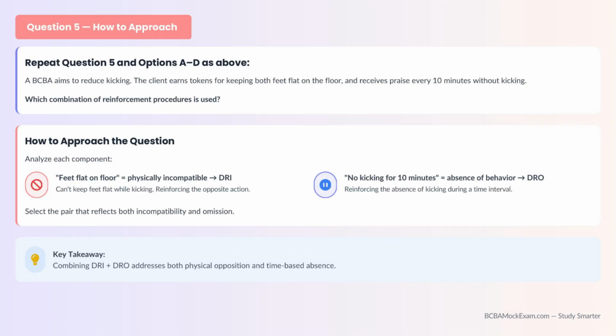When an intervention includes more than one contingency, take them one at a time. Ask, is any behavior being reinforced because it's physically incompatible with the problem? If yes, label that as DRI. In our example, feet flat on the floor makes kicking impossible. Next ask, is reinforcement also being delivered for no kicking during a specified interval? If yes, that's DRO. Once you've identified each component, scan the answer options for the pair that lists both terms. The exam loves to test whether you can see combinations like DRI plus DRO or DRA plus DRL inside one plan.